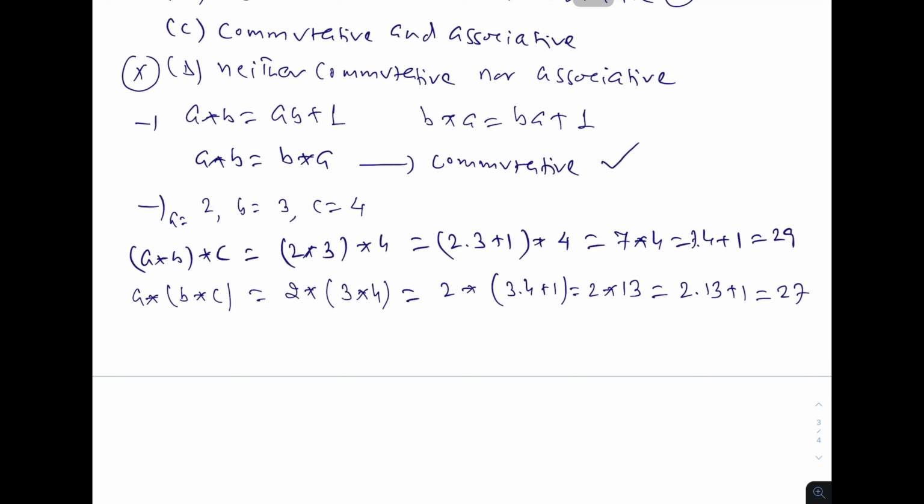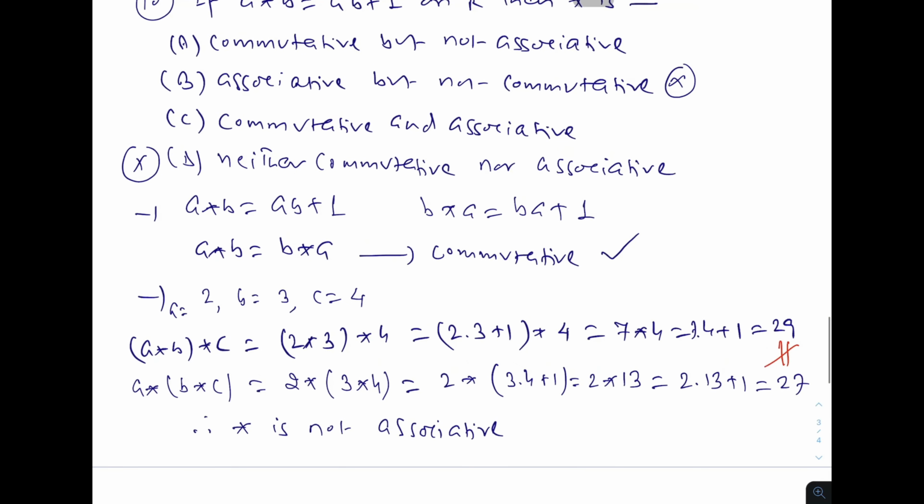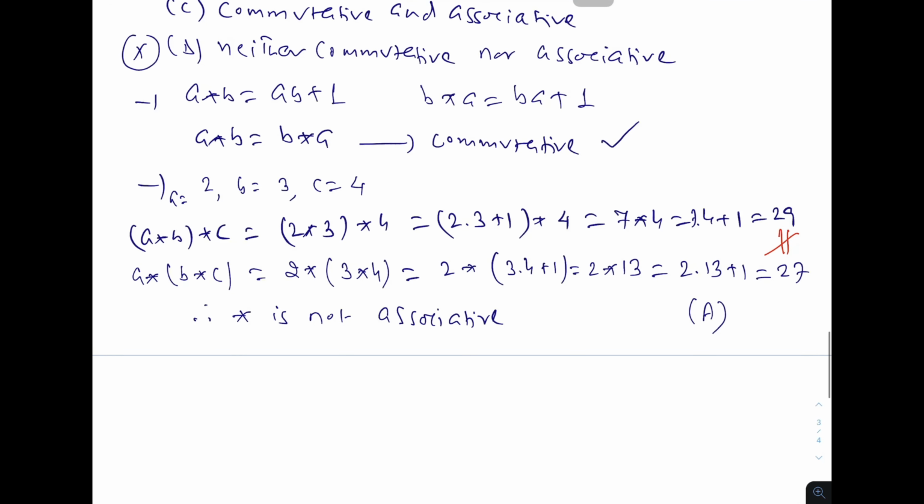So what does it mean? These are not equal. That means the star is not associative. So it is commutative but not associative. So option A is the answer.